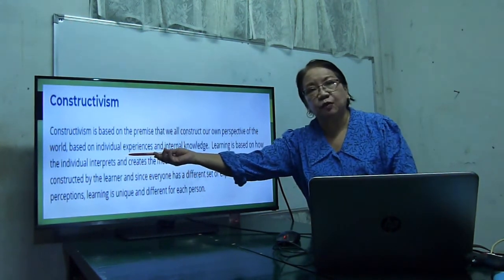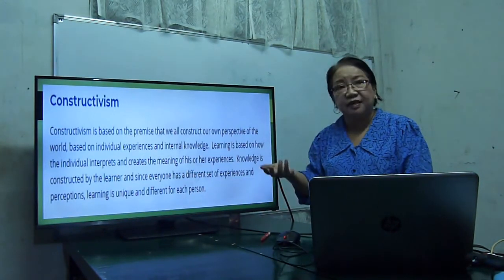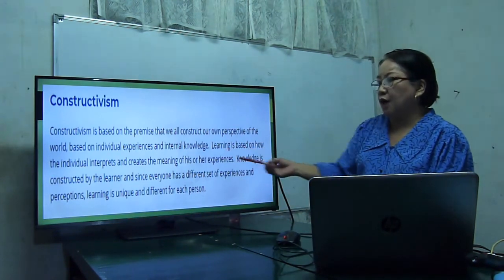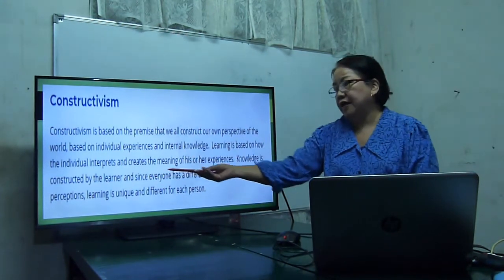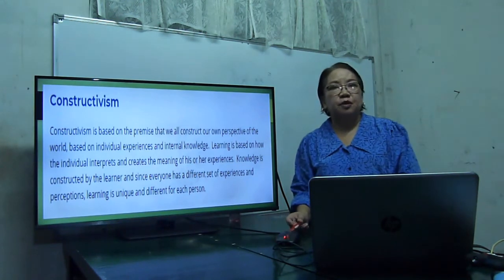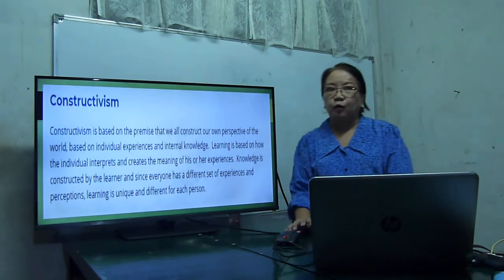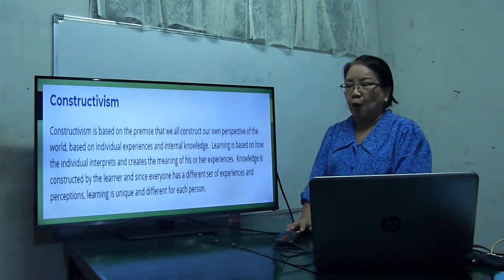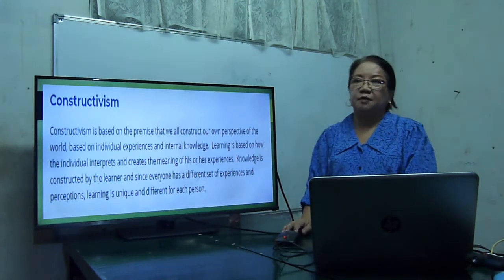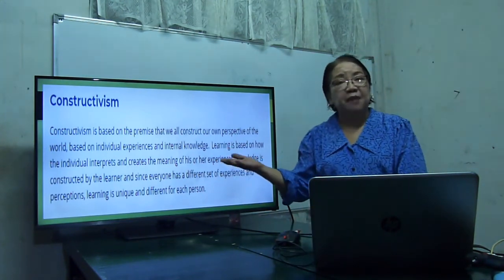We may have similar experiences, but we may have different perspectives on looking at such experience. Okay? So, learning is based on how the individual interprets and creates the meaning of his or her experiences. So, some of you, sabi nyo, Ma'am, ang hirap-hirap. Meron pa akong nabasa dun sa nag-post, no? Nabasa ko yung post na, nag-submit lang daw ng assignment, hindi naman naintindihan. Wala daw natutunan. It depends on you.